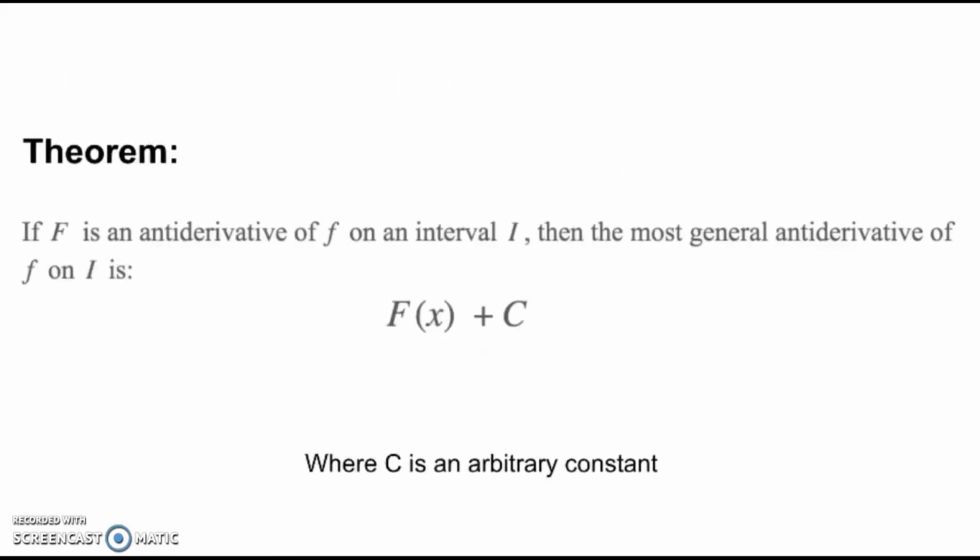So our next theorem is if capital F is an antiderivative of f on an interval I, then the most general antiderivative of f on I is capital F of x plus c, where c is any arbitrary constant. And arbitrary just means unassigned or random value.